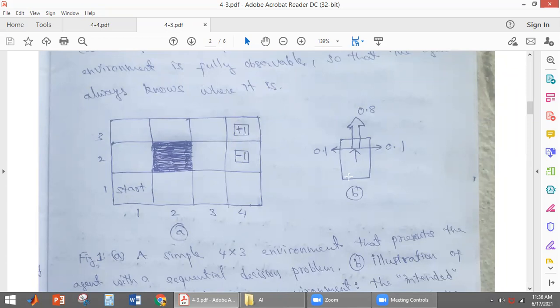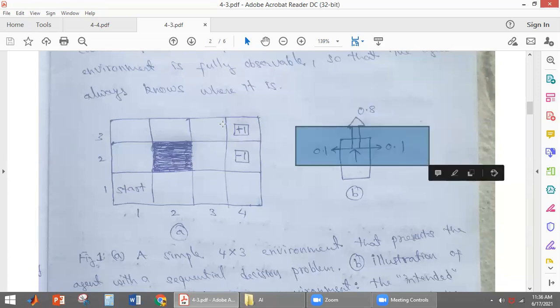This is called the intended direction. If the robot is moving in this direction, the probability assigned here is 0.8. The probability to move at right angles to the intended direction is 0.2. So 0.1 is the probability to move to the left side, and 0.1 is the probability that the robot moves to the right side.